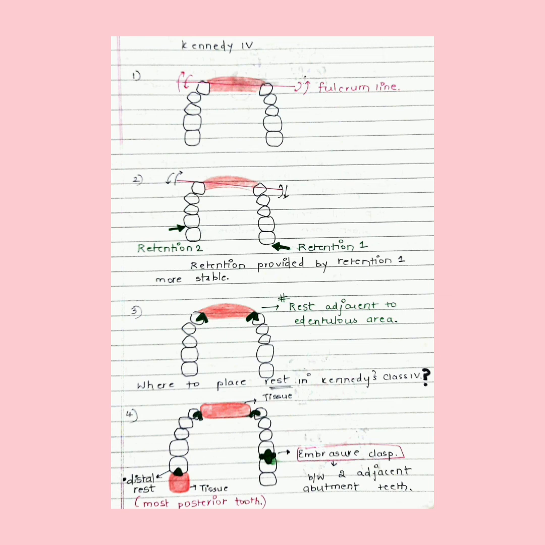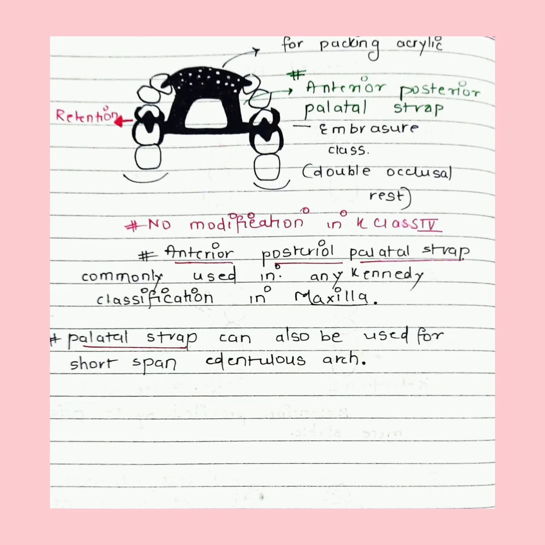The design for Kennedy's class 4 differs a little bit. We place an embrasure clasp between two adjacent abutment teeth and a distal rest on the most posterior tooth. Here's the design for Kennedy's class 4. And we give some holes in the anterior area for packing acrylic. Anterior posterior palatal strap is most preferred for maxilla. An embrasure clasp is placed between two adjacent teeth to provide retention, that is, double occlusal rest.